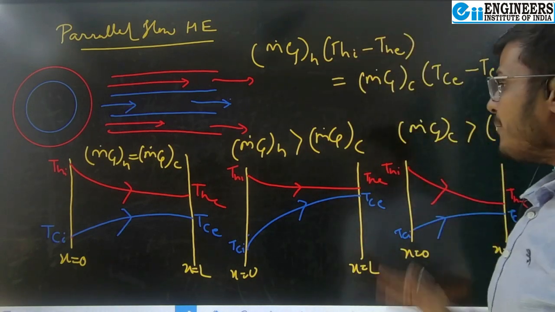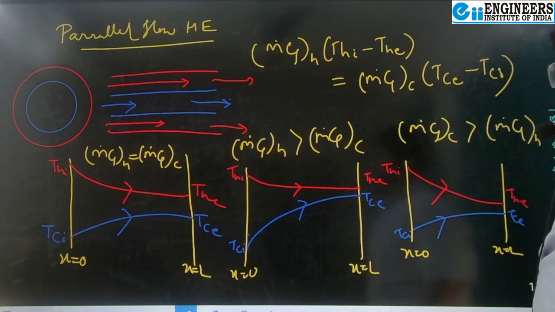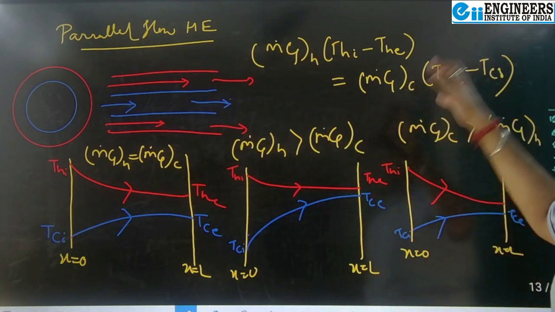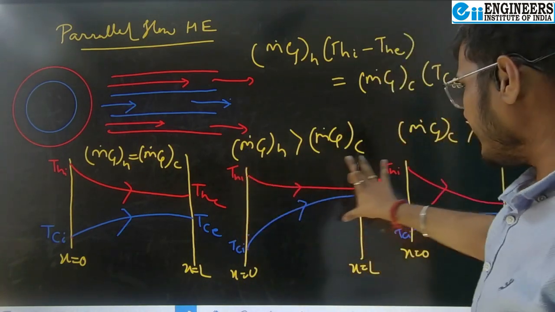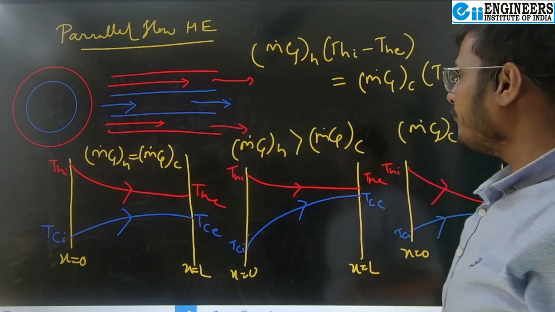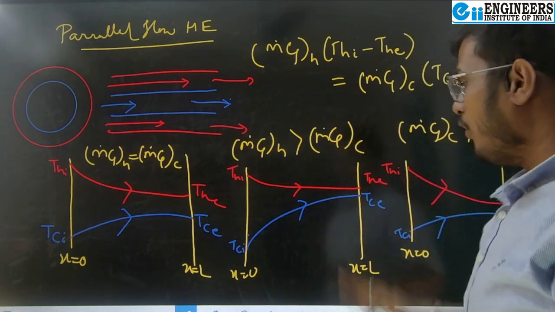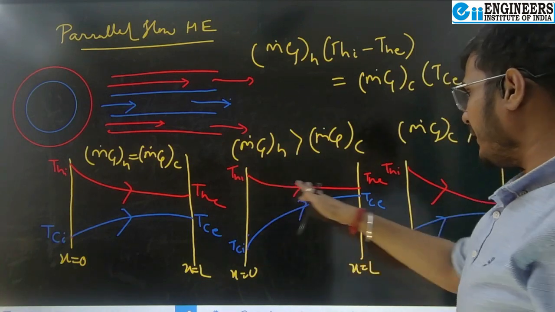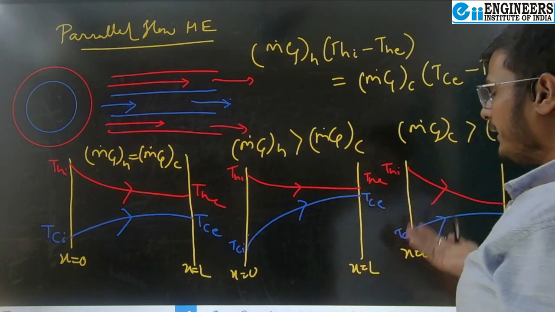Hope mathematically and physically the temperature profile for the parallel flow heat exchanger is understandable to you. If in the GATE examination the question comes that if this is a temperature profile, what will be the heat capacity for the hotter fluid? So basically, what does this show you? It shows you the temperature gradient.